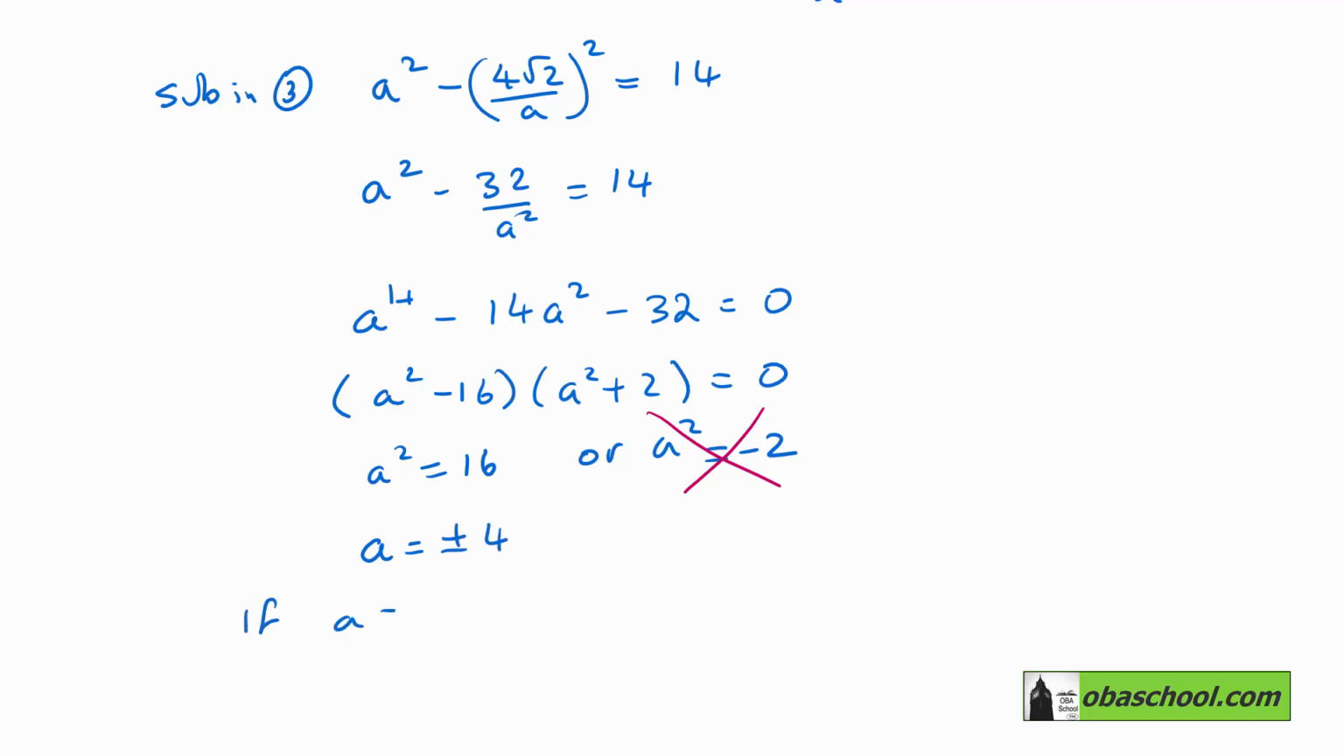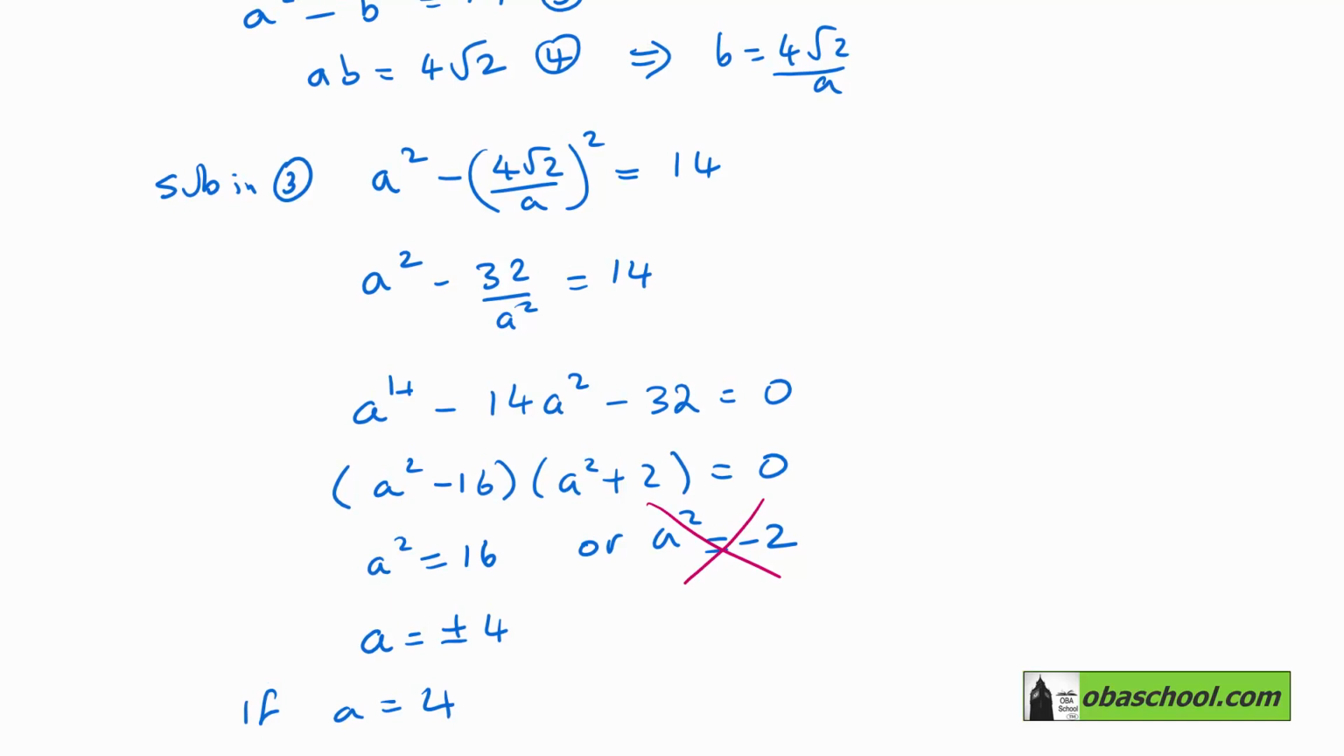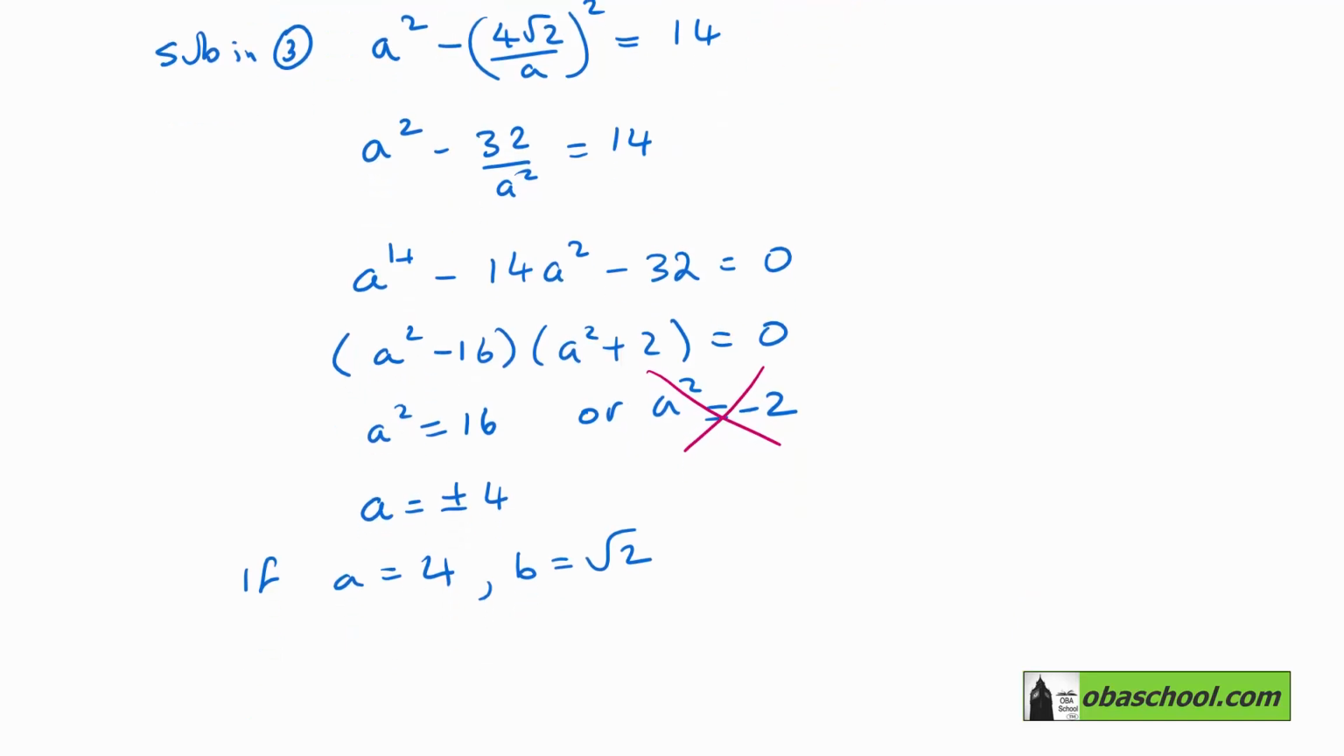If a is equal to 4, substitute back to just here. And if a is equal to 4, b is going to be root 2. And if a is equal to negative 4, b is going to be negative root 2. And so we have 4 plus root 2 i and negative 4 minus root 2 i.